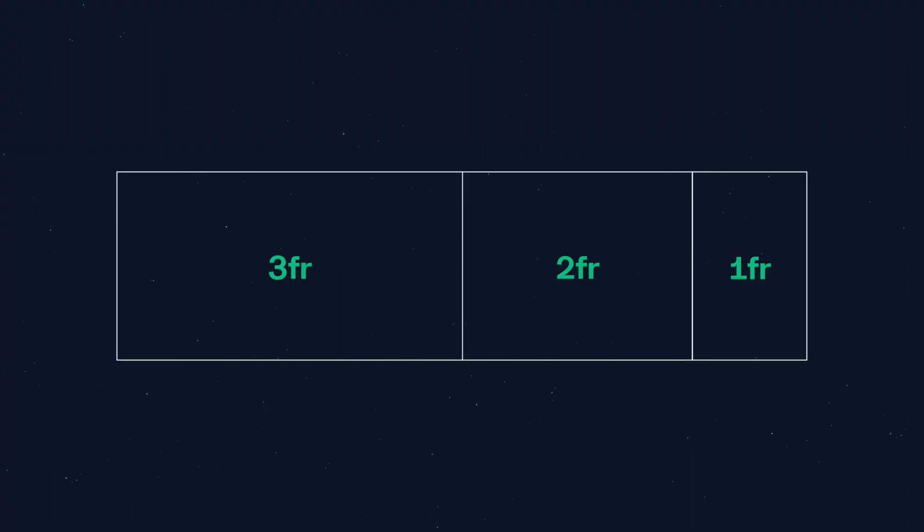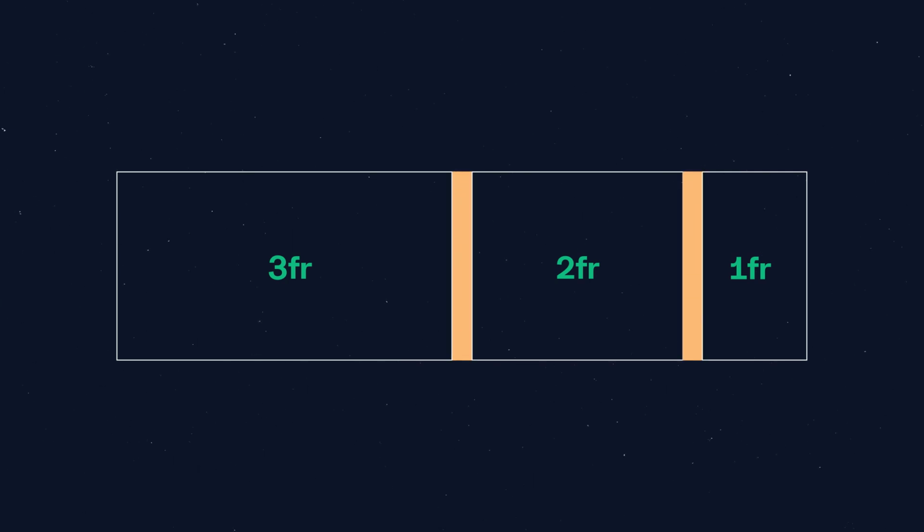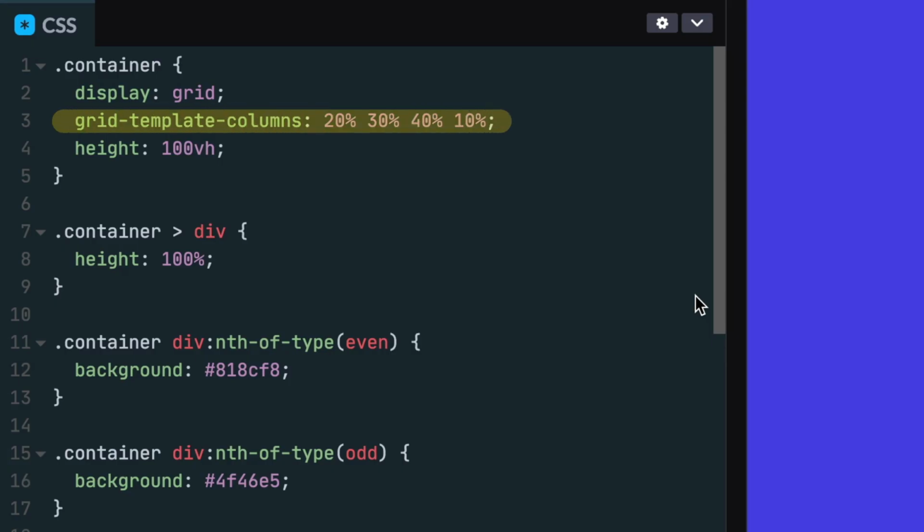You might be thinking, wait, this sounds like percentages, why aren't we using those? The benefit is that fractional units consider the space taken up by CSS grid properties like row and column gap to calculate their width. To demonstrate this, look at this example that uses percentage units to create four columns.